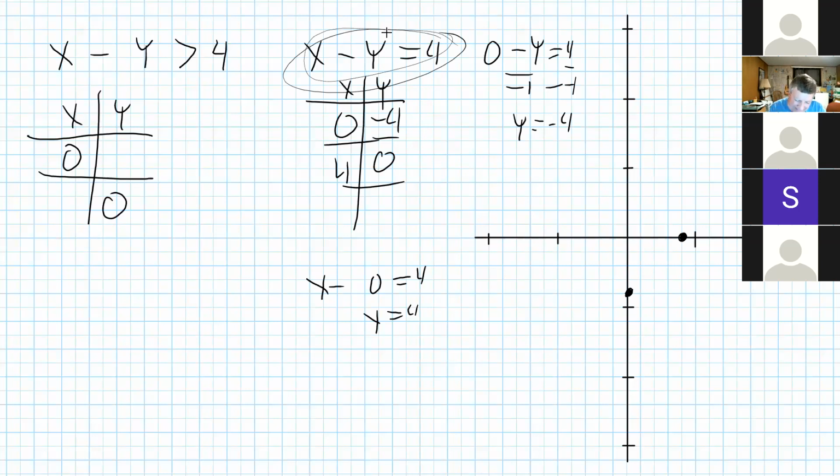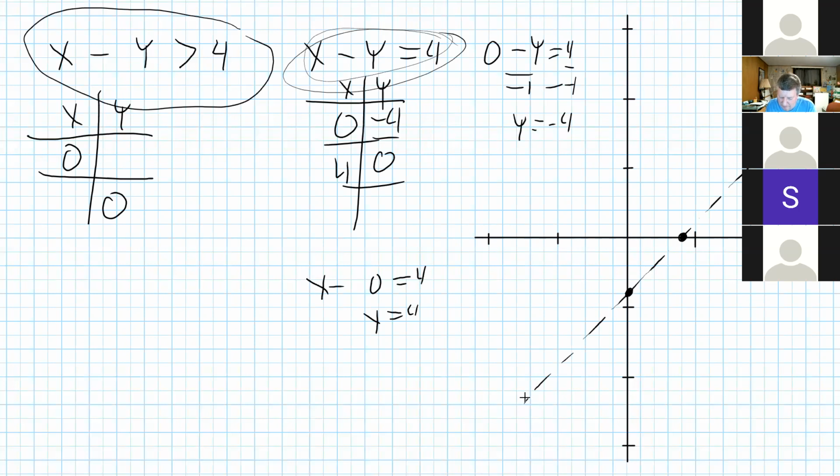But again, my actual situation is not equal, it's greater than. Okay? So because it doesn't include equal, it doesn't include the line. So I'm going to draw a dotted line. All right? You still with me? Yes. All right.